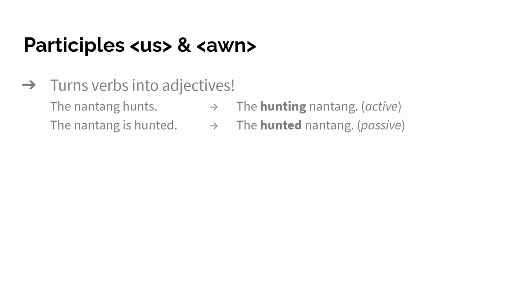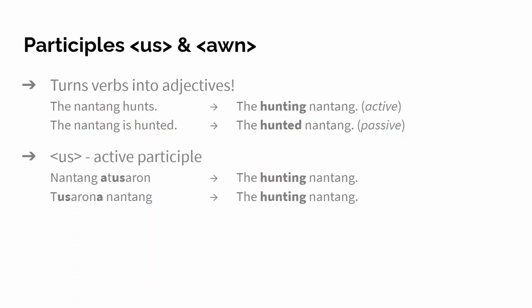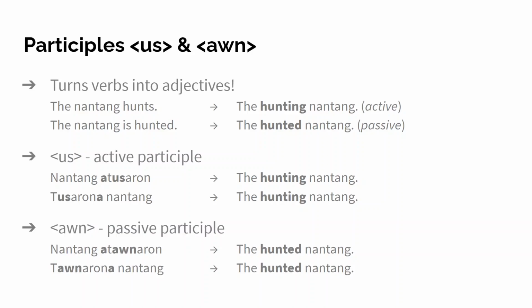And for these two different types of adjectives, we have us and aun. Us is the active participle, nantang atusaron, the hunting nantang, or we can, of course, also say, because it's now an adjective, tusarona nantang, it means also the hunting nantang. Note that after we put in the us into the taron, to hunt, it becomes an adjective. So we have to treat it like an adjective, meaning we also need the adjective a to put it together with the noun. And same goes for the aun, the passive participle, nantang ataunaron, the hunted nantang, or taunarona nantang means the same, the hunted nantang.